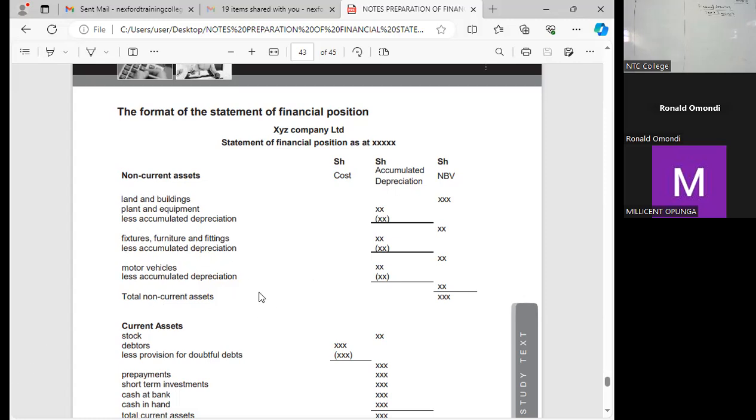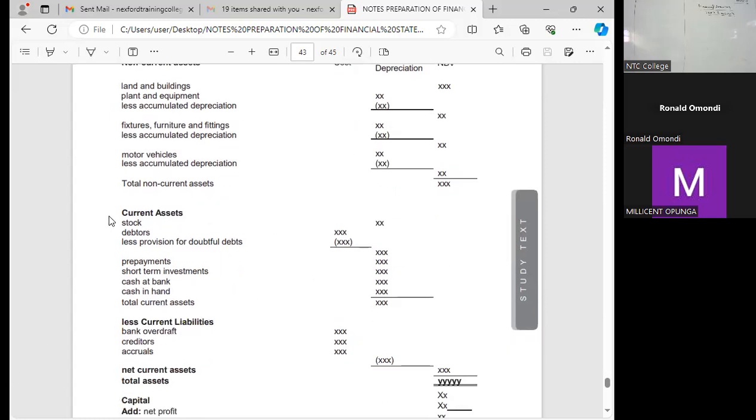Then you get total non-current assets. Then you go to current assets. Things such as stock, debtors, less provision for doubtful debts, those will be under current assets. Then you have prepayments. We'll talk about that one later. We have short-term investments. You have cash in hand, cash at bank, and then you have total current assets.